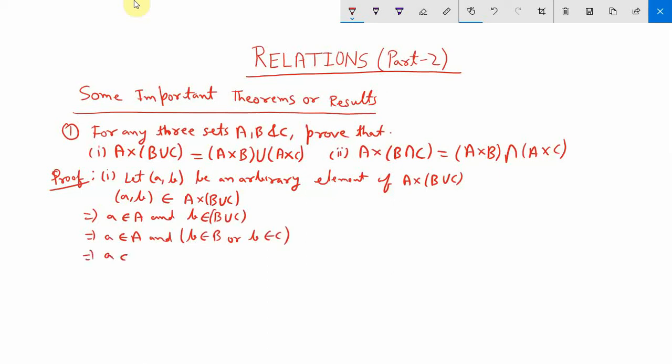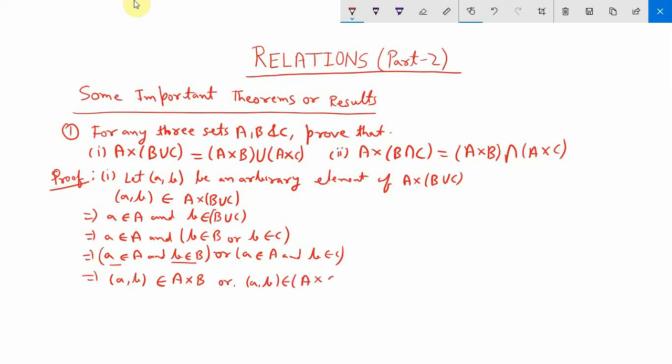So we can write this: a is an element of A and b is an element of B, or a is an element of A and b is an element of C. So this we may write as (a, b) is an element of... here see, a is an element of A and b is an element of B, so ordered pair (a, b) is an element of A cross B, and from the second one we will get ordered pair (a, b) is an element of A cross C.